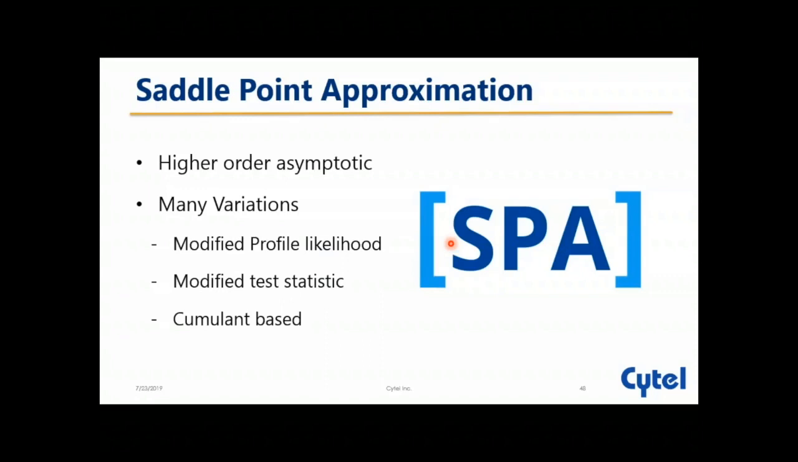Further to that, there is not only one method that is called saddle point approximation. There are many variations in saddle point approximation. The first is modified profile likelihood, which we have implemented. So we'll see that method in detail. Then modified test statistics. So the test statistics that we use for hypothesis testing, it could be Wald statistic or score statistic. You can modify that using more terms with the expansion. The third is quite similar to the exact method, that is a cumulant based method, but I'm not going to talk about it. It is not yet available in logexact, but you will see it in a future release.